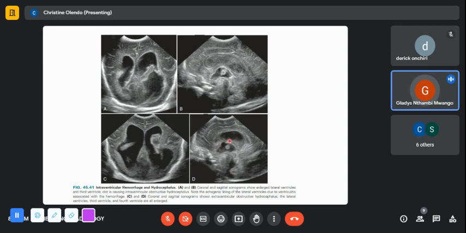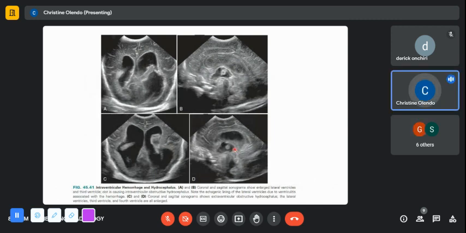Image C, is there a clot? Yes, there's a clot. It's attached to the wall of the lateral ventricle, and it's showing central liquefaction.